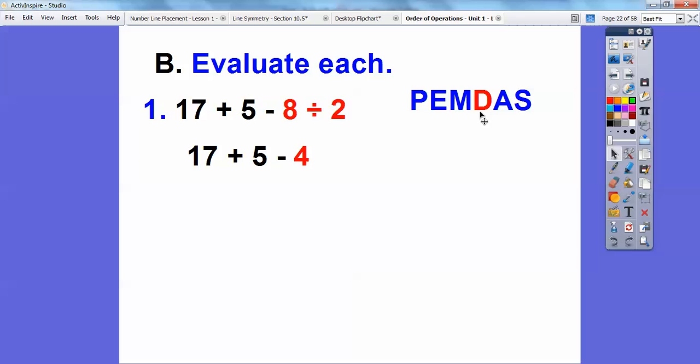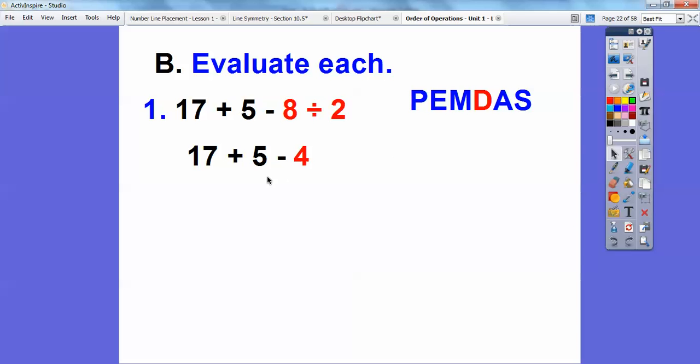Because division comes before addition and subtraction, I have to do the division first. 8 divided by 2 is 4. Notice I'm only doing one thing at a time. I'm not trying to add. If you try doing more than one, and I do it all the time, I make mistakes. So if you just do one thing at a time, you'll be sure to get the correct answer.